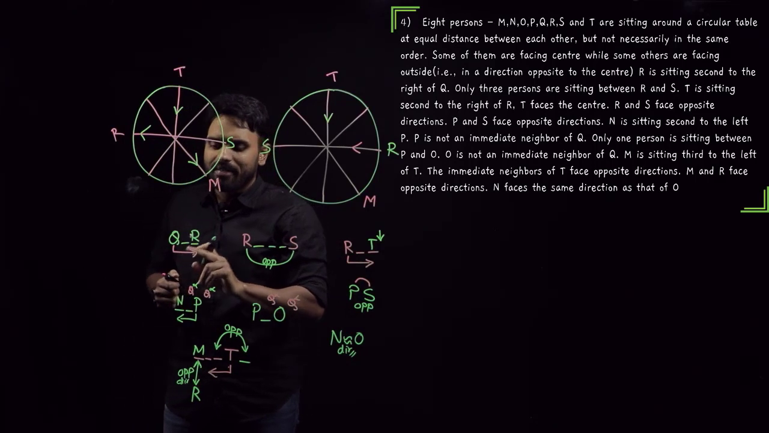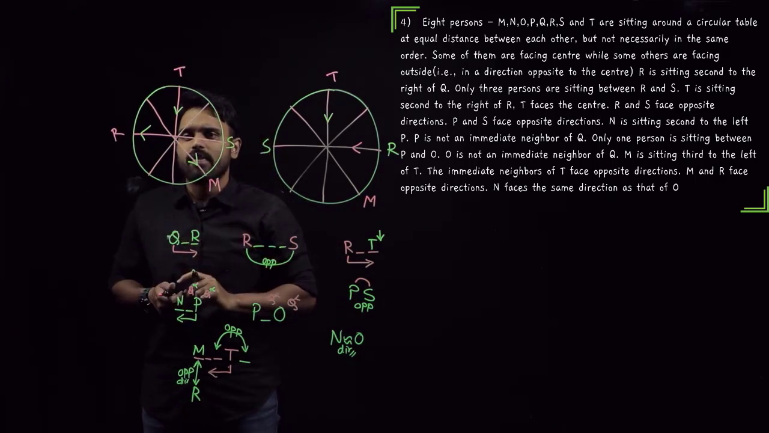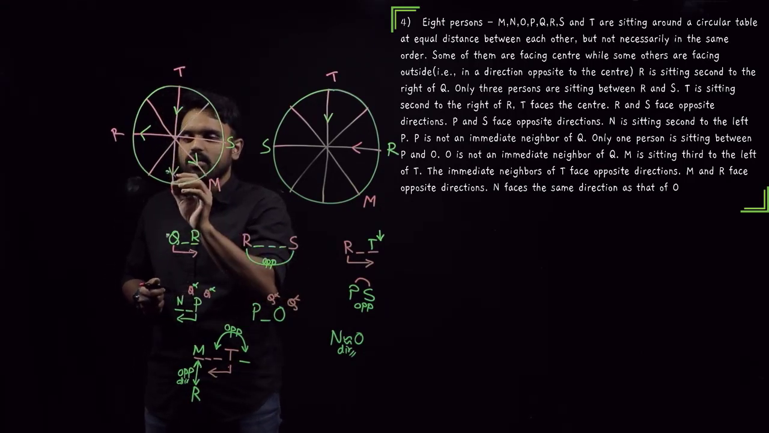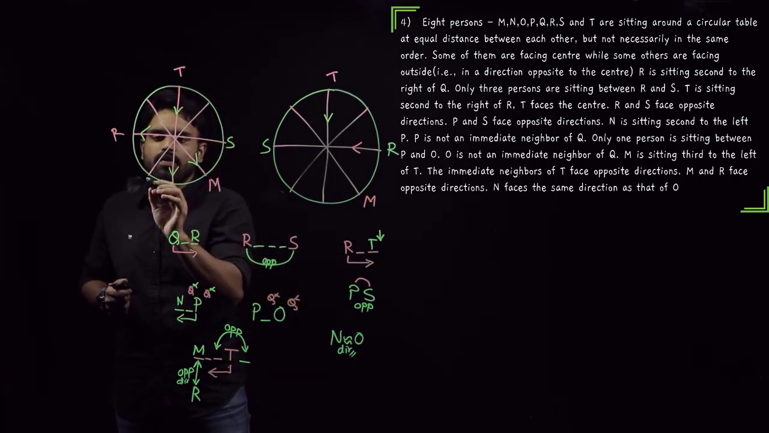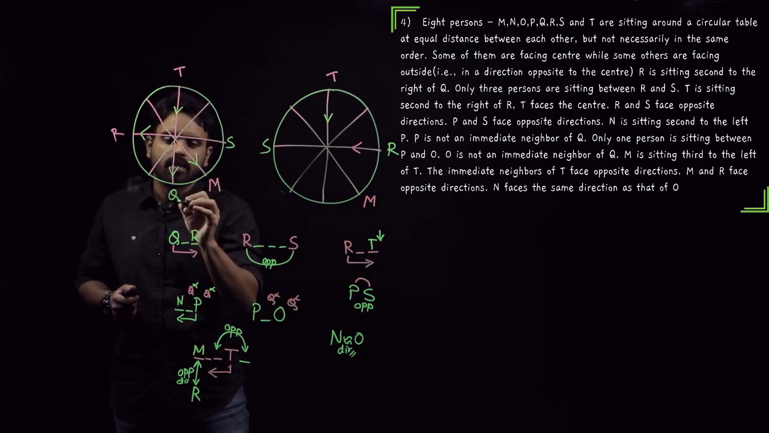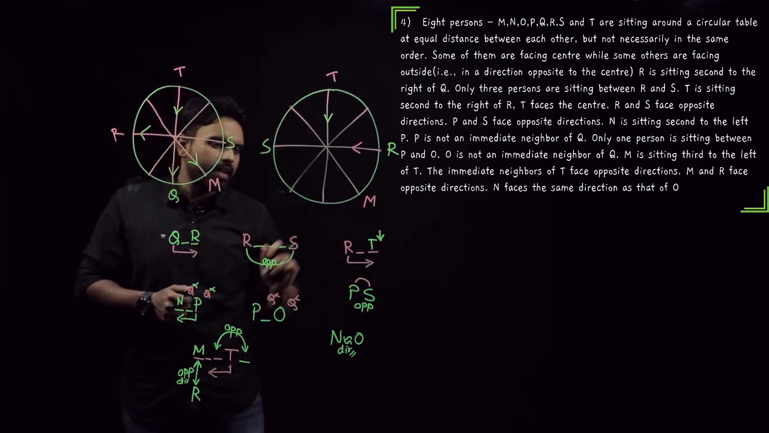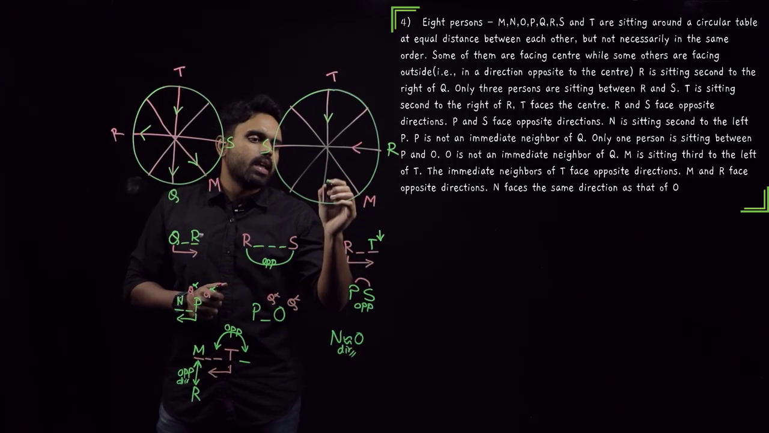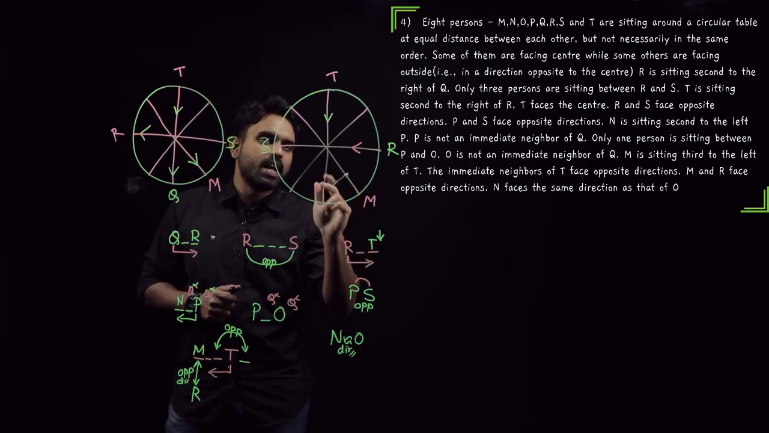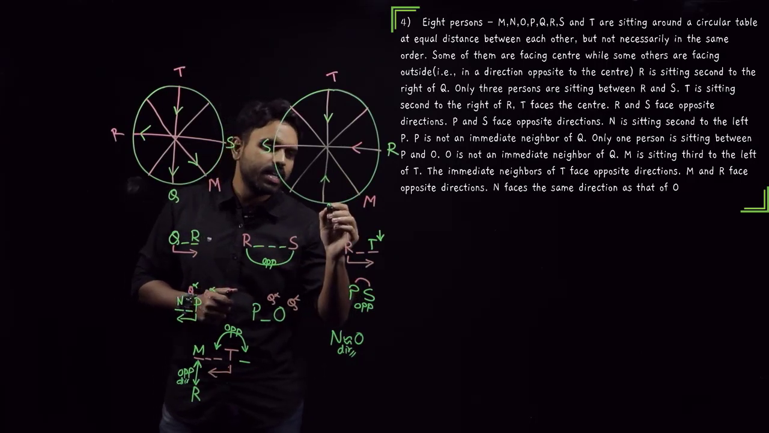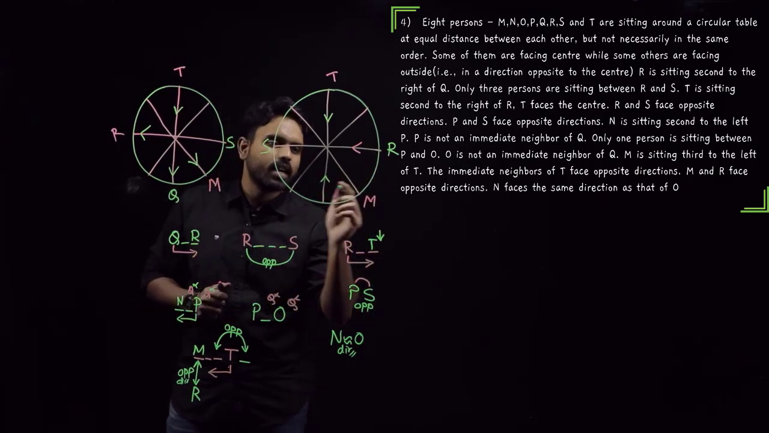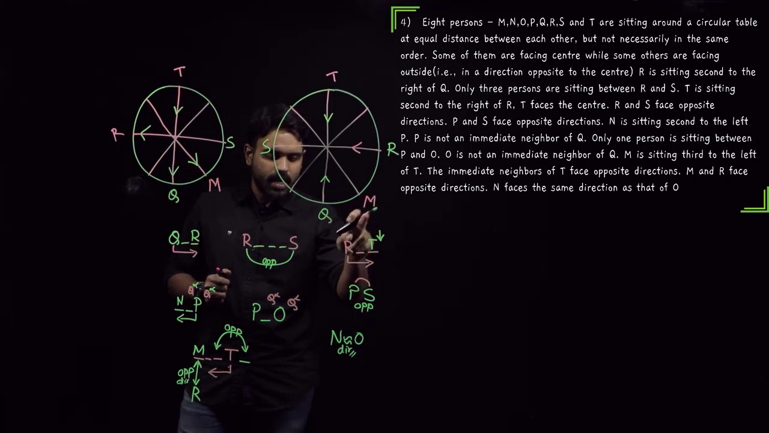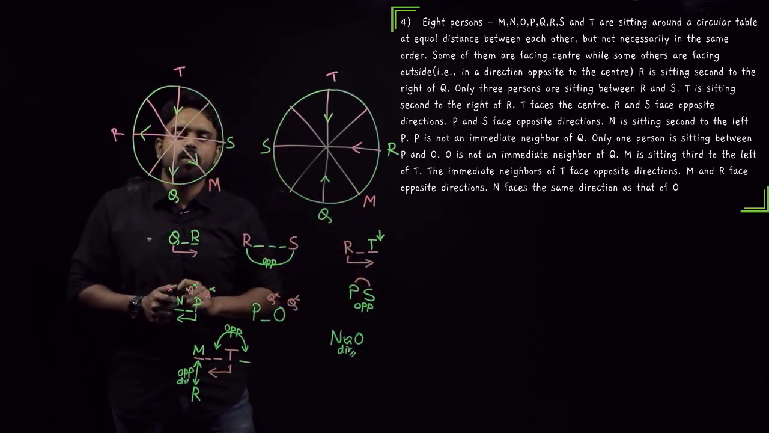And for Q to have R on its right side, in which direction should it be facing? It should be facing away from the center, or outside. So this will be the right, and second to the right will be R. So what will come here? Q will come here. Where do I place my Q such that R is second to its right? If Q is placed here and is facing inwards, first to the right, second to the right, I'll get my R. But is there any condition that prevents Q from being here near M? No. So we can still move ahead.